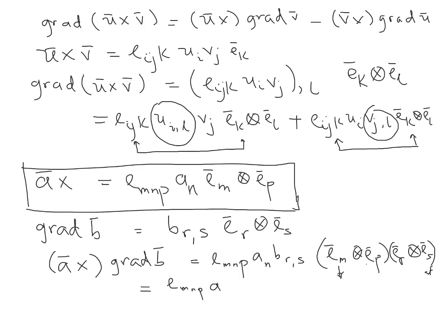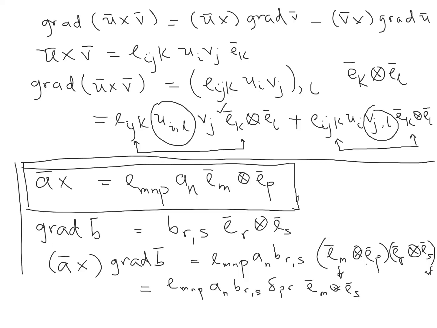So this becomes E_MNP A_N B_R,S Kronecker delta_PR e_M e_S. And because of this Kronecker delta, you can perform a contraction such that what you have is E_MNP A_N B_P,S e_M e_S. Once you get what I did here, all you just need to do is to track here and track this to see that what you have will be U cross grad V minus V cross grad U. That's all.